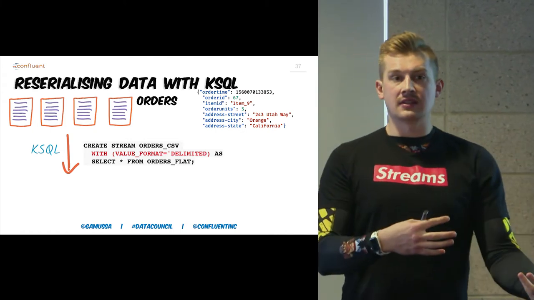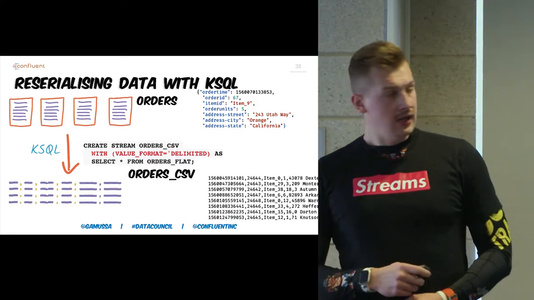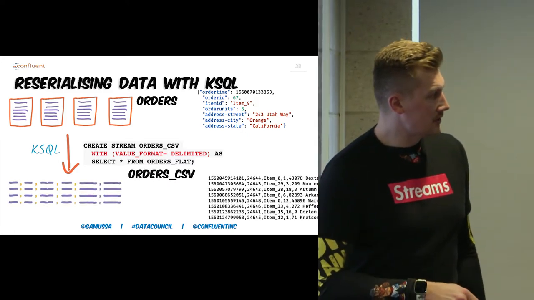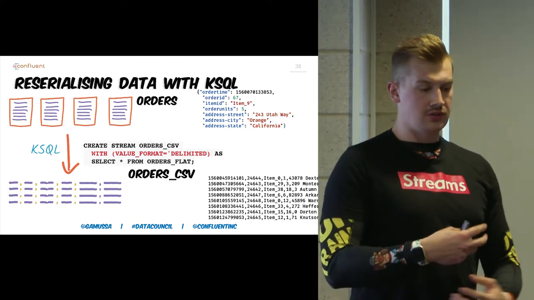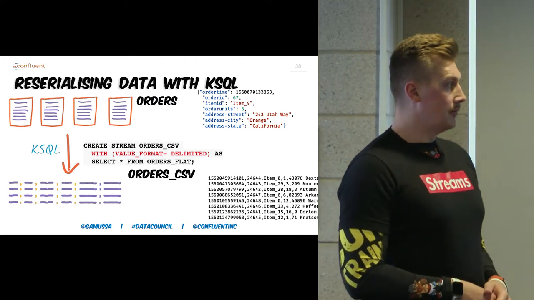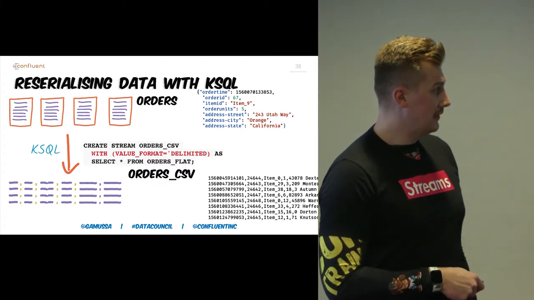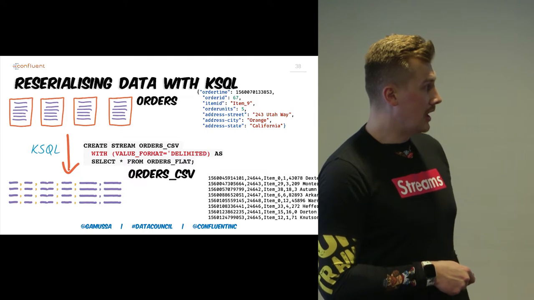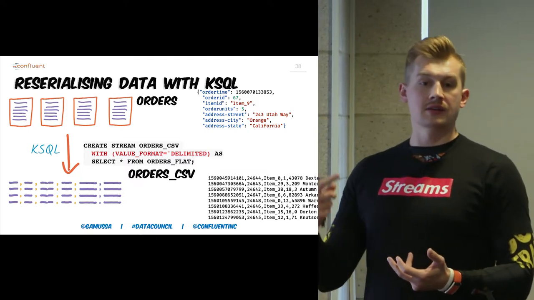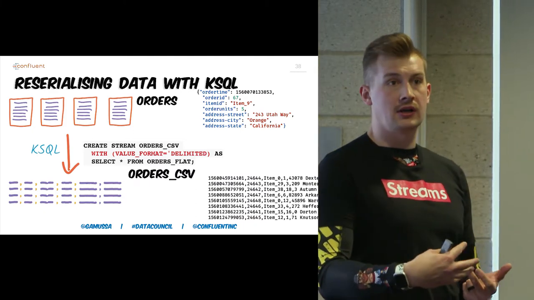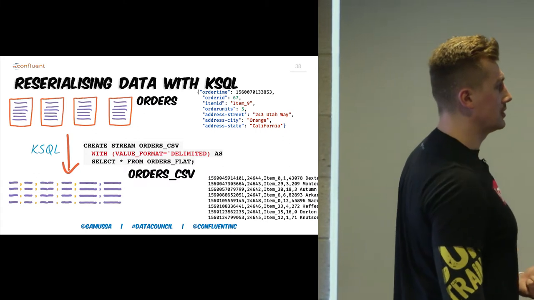So if you have data that comes in JSON, it can be transformed into a text delimited format like this, or you can do vice versa. Changes from JSON to Avro can also be done very quickly just by changing the value format. In this case, we're creating a new stream and specifying a WITH clause that allows us to manipulate the data format and the Kafka topic structure. We can define the number of partitions, replication factors, and so on.